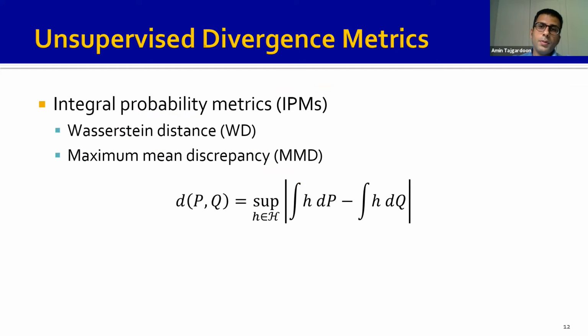IPMs are defined with this general form as the absolute difference of two integrals, where P and Q denote two distributions, and H is a class of real valued measurable functions. By changing the class of functions H, different metrics are obtained. In the next two slides, I describe Wasserstein distance and MMD as two metrics in this span.